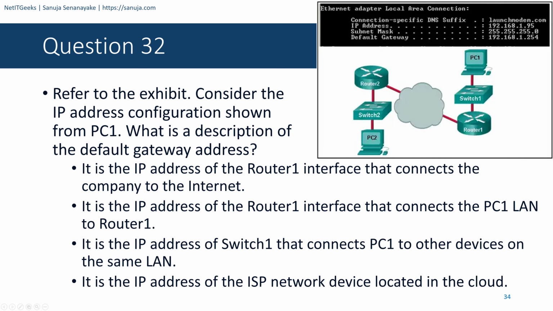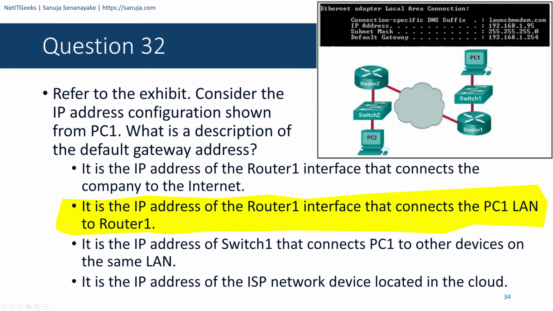So what's the answer to this question? The answer is that it is the IP address of the router 1 interface that connects the PC1 LAN to router 1. So it is that interface IP address. The default gateway IP address, 192.168.1.254, must be the IP address of this port, this Ethernet. The IP address associated with the port is what shows up on this PC as the default gateway.